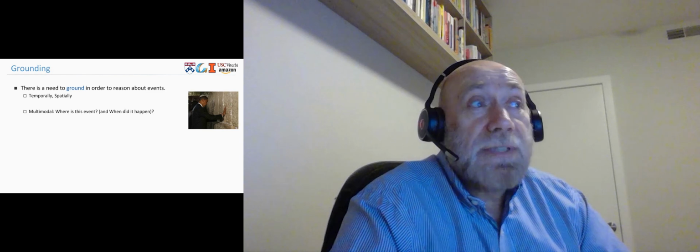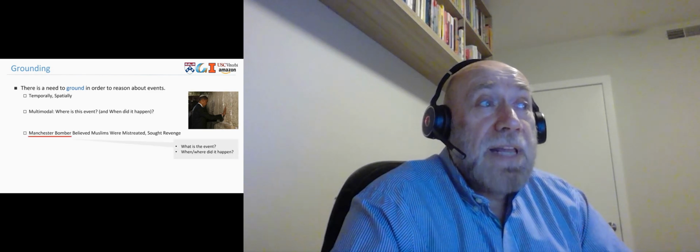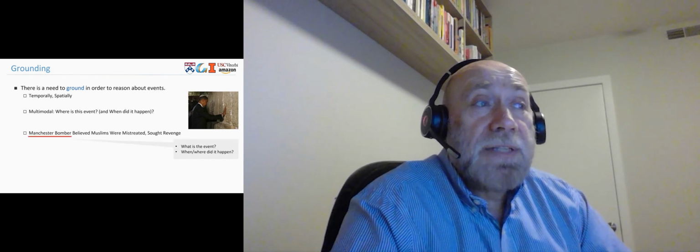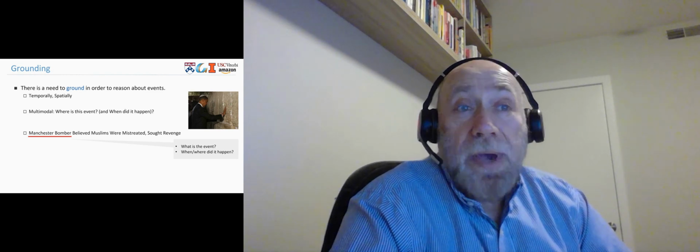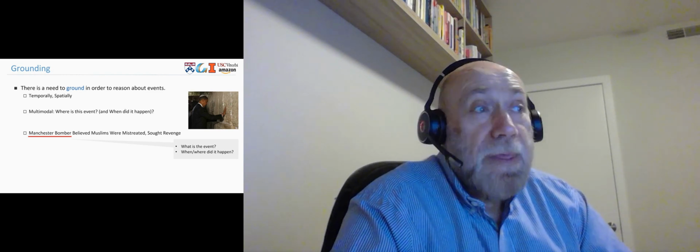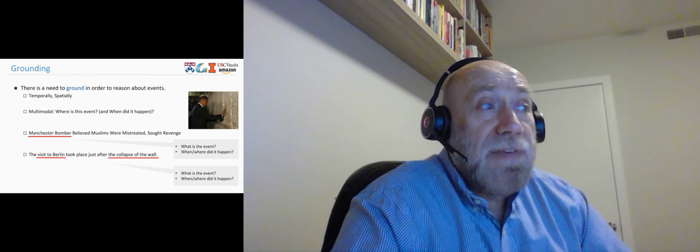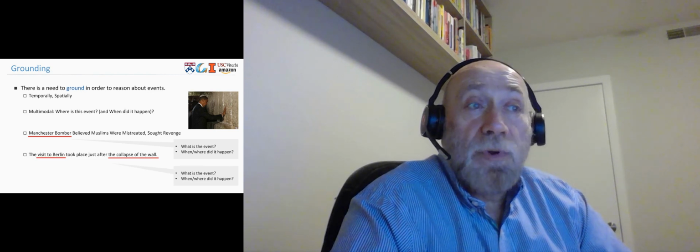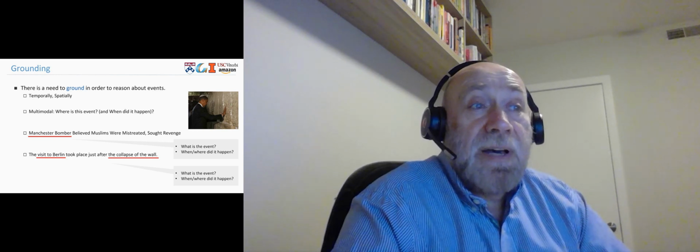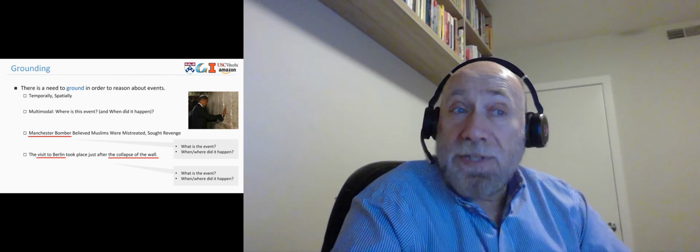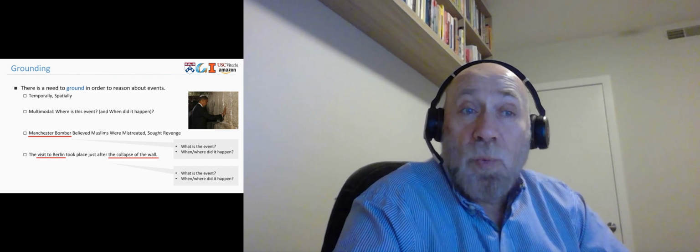How do we automate this? A sentence like this would raise the question of, what is this event? Where and when did it happen? And finally, if the visit to Berlin took place just before the collapse of the wall, it actually specifies time, but what is the event that we're talking about and where and when did it happen?